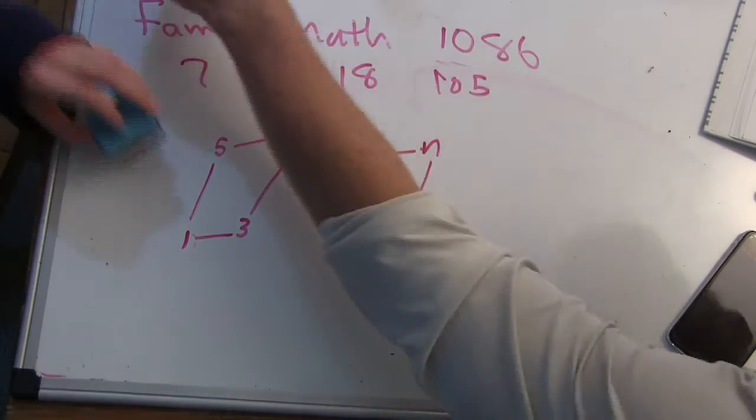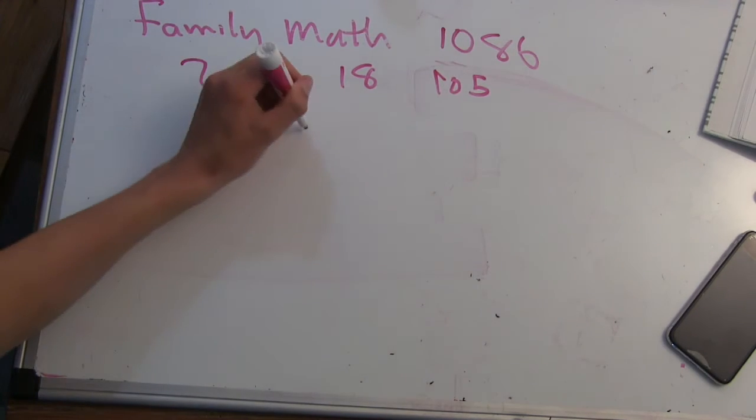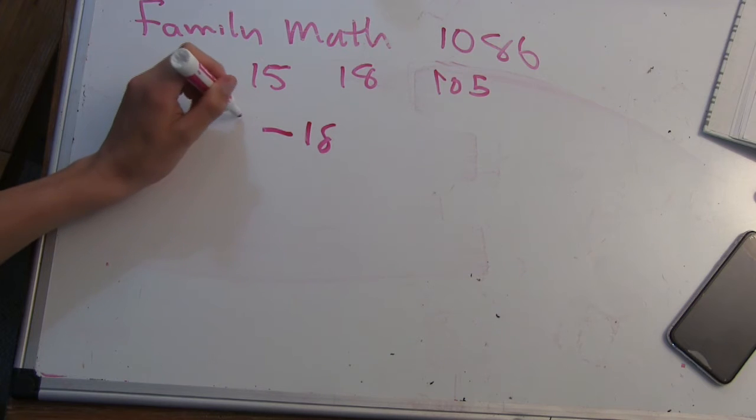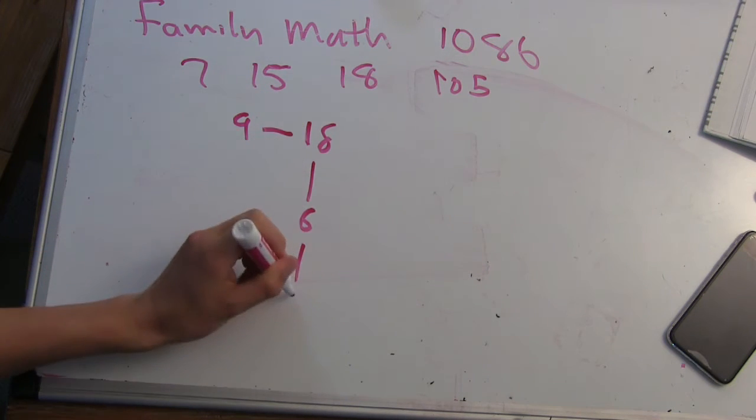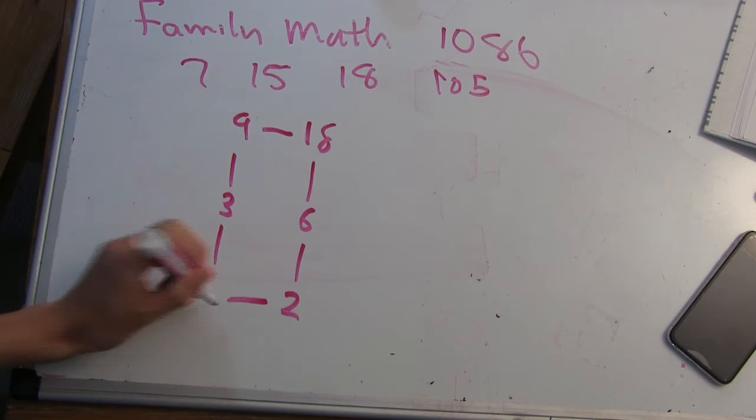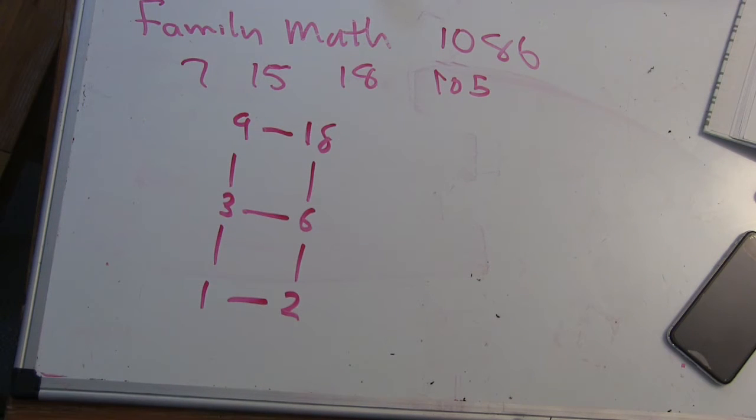Let's do 18. Go ahead. So 18, you can divide by 2 to go to 9. You can divide by 3 twice, get to 6, down to 2. You can divide by 3, down to 3, and then over here gets you to 1. And then you can divide there too.